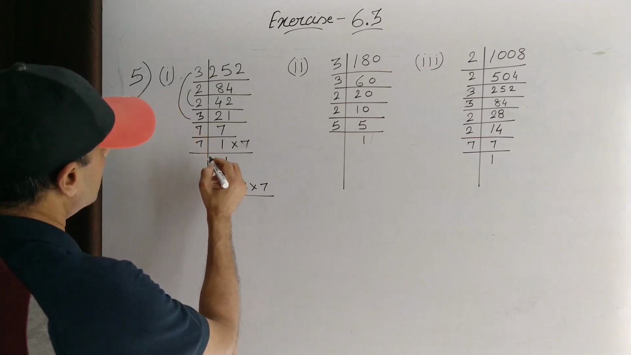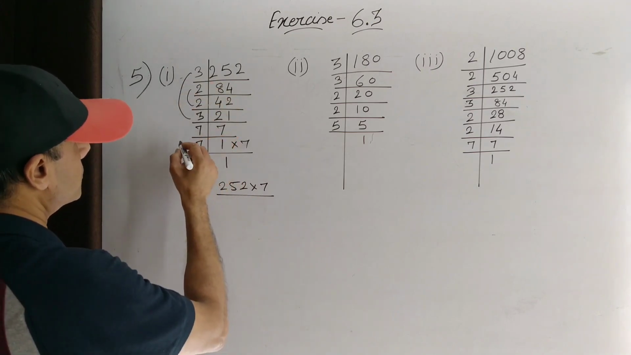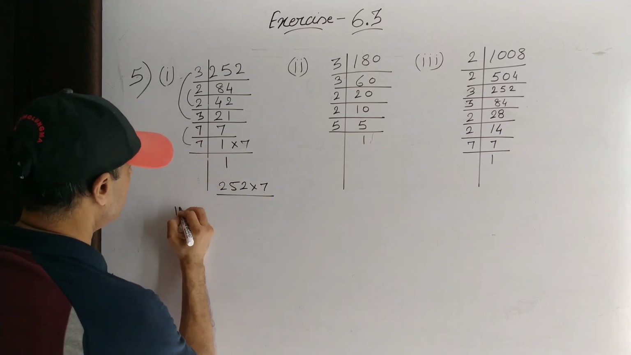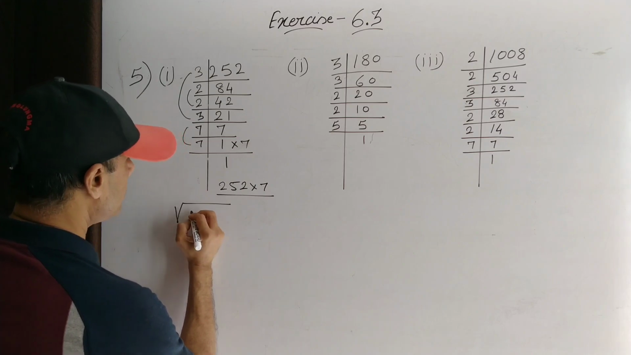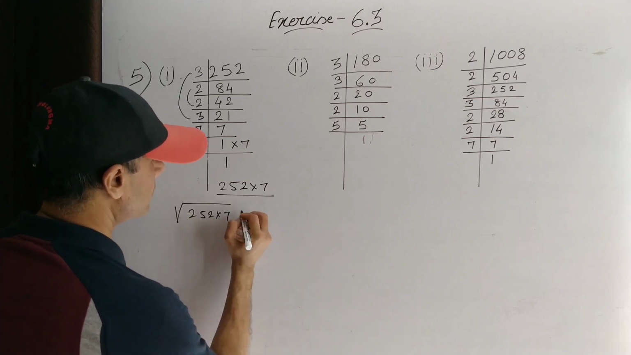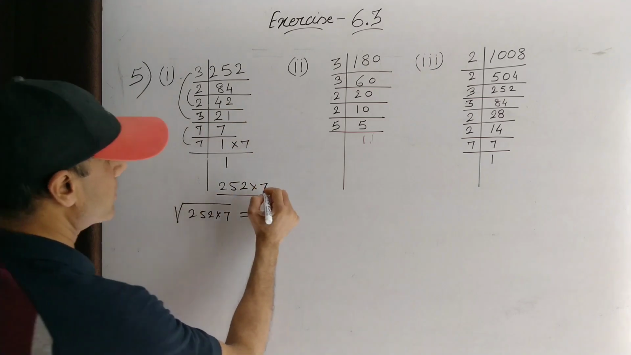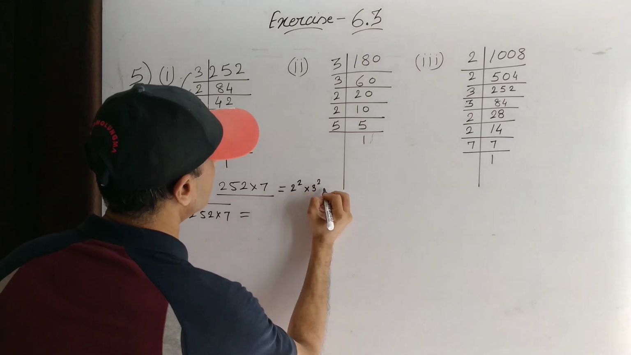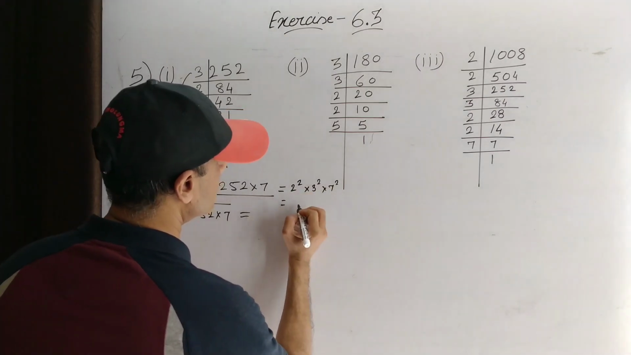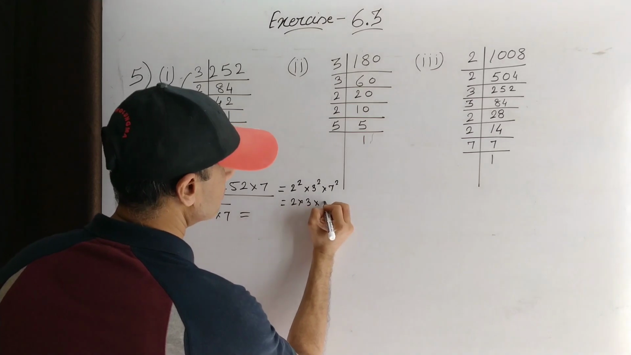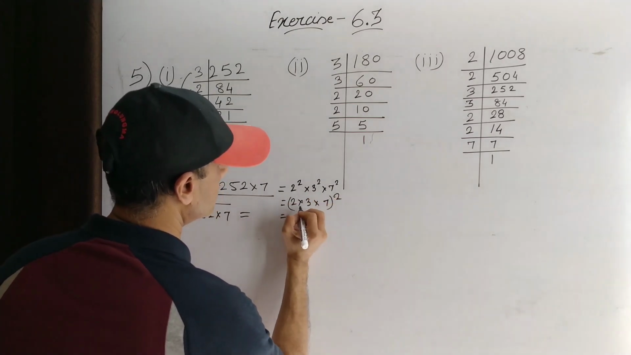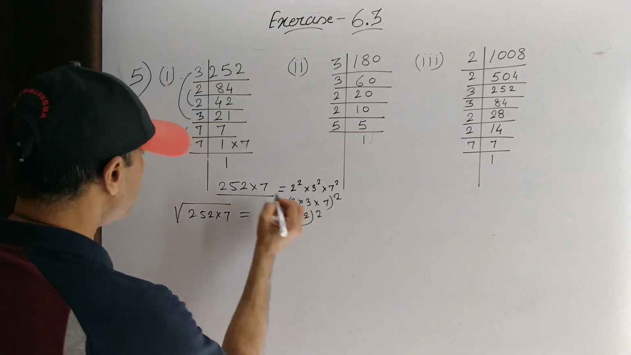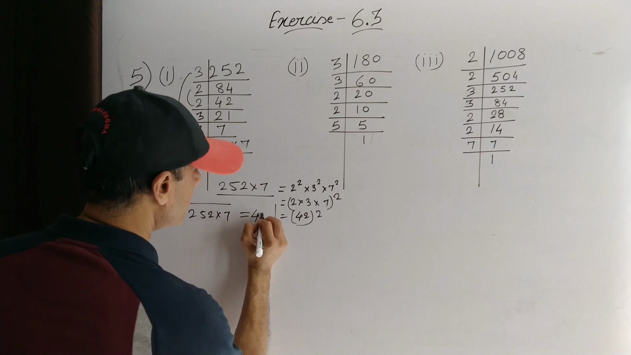So we can find it by the prime factorization method. Now in this number, 7 also is in pair. So square root of 252 into 7 will be equal to, let's see, we can write this number as 2 square into 3 square into 7 square, which is equal to (2 into 3 into 7) whole square. This is equal to 6 sevens are 42 whole square. So square root of this number will be 42.